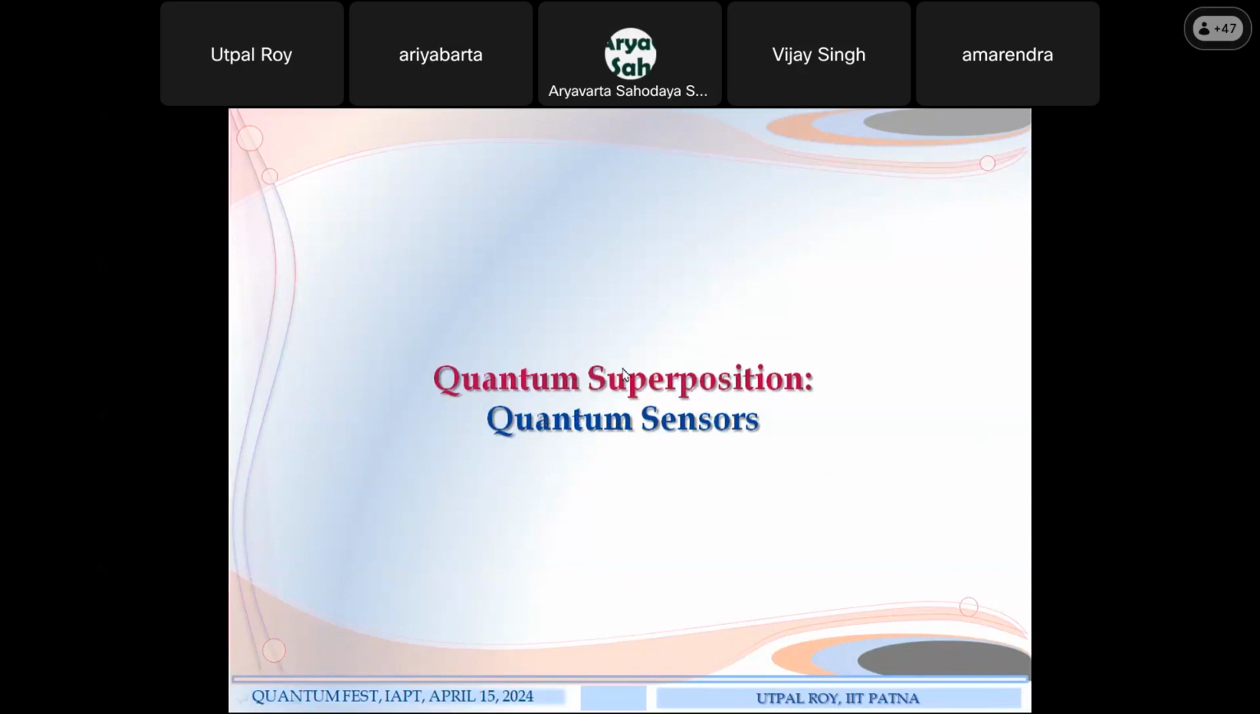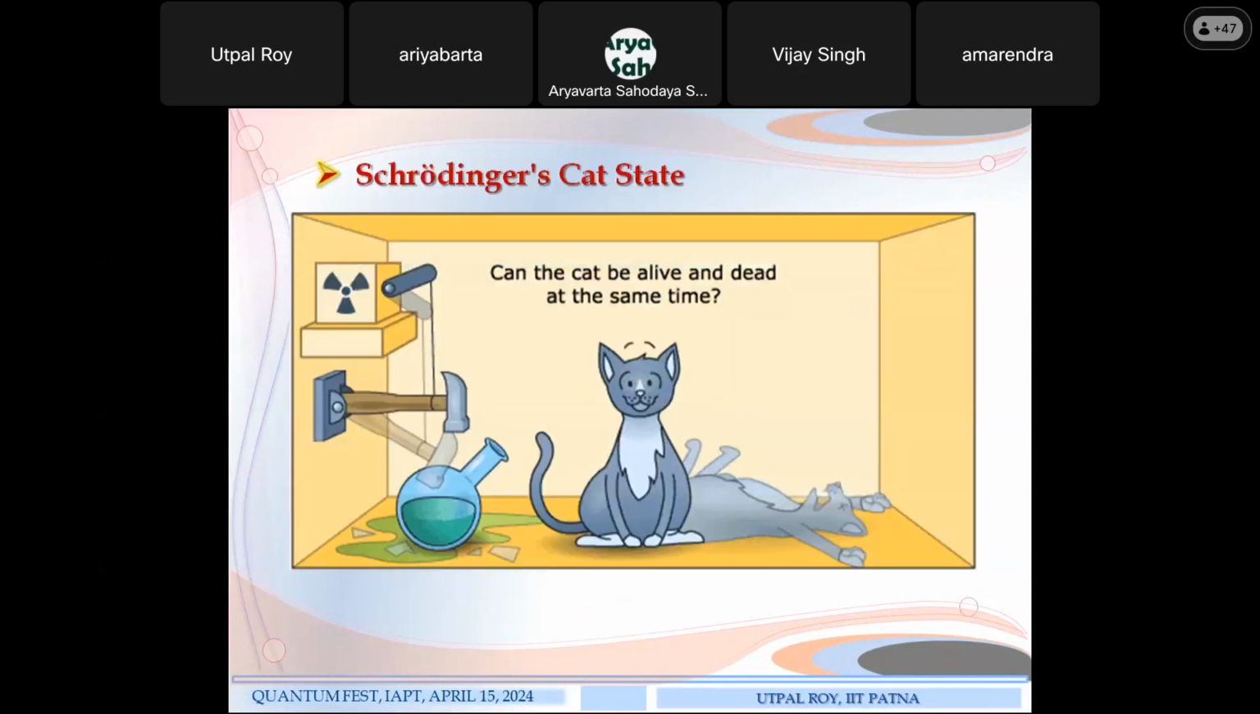Then quantum superposition, which I started with in the beginning, where I said there are two properties, quantum superposition and entanglement. Here I use quantum superposition for a quantum sensor. How can we do that? I have to start with the story of Schrodinger's cat, which I mentioned in my last talk, but I'll reiterate because some students probably were not there.